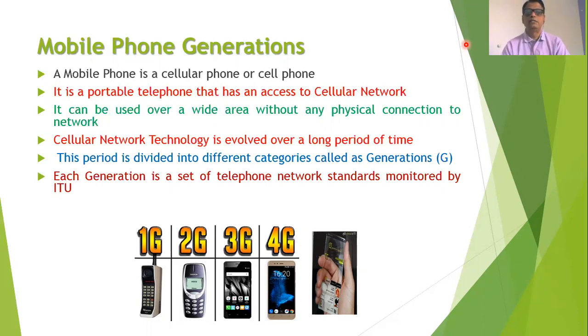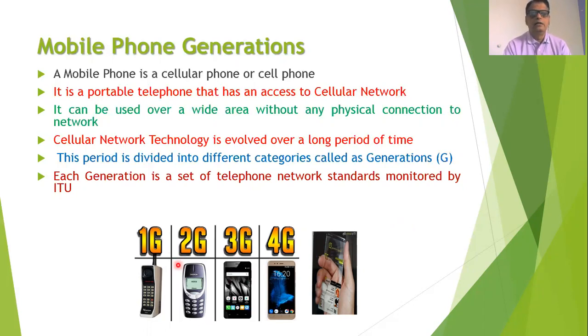And who provides these standards? There is a union called the International Telecommunication Union, ITU in short. And this international committee will decide what are the standards of the generation. In India, you will find that there is an organization called TRAI, and this organization will be monitoring the telecommunication services within India. So that is TRAI, where T stands for Telecommunication, R stands for Regulatory, A stands for Authority, and I stands for India.